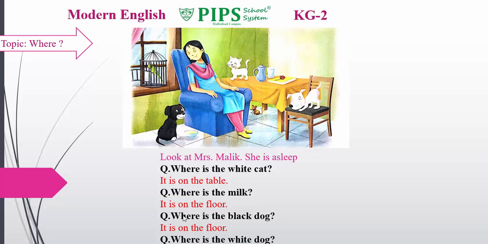Last question is, where is the white dog? सफ़ेद कुत्ता कहाँ है? Look at the picture. It is on the chair. So the answer is, it is on the chair.